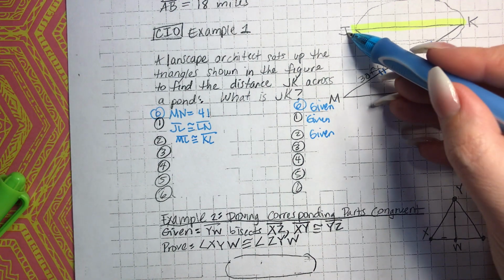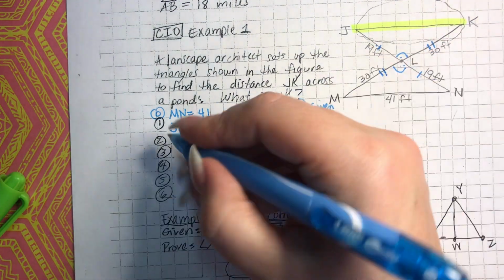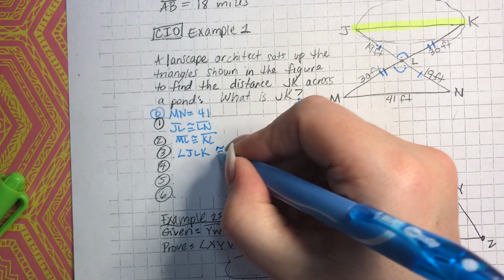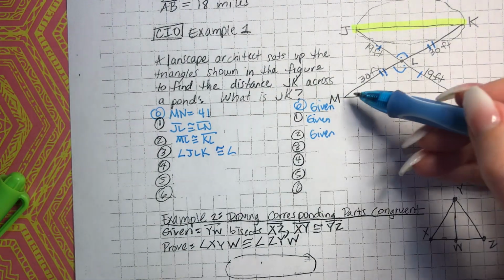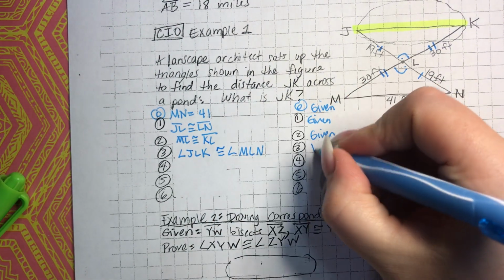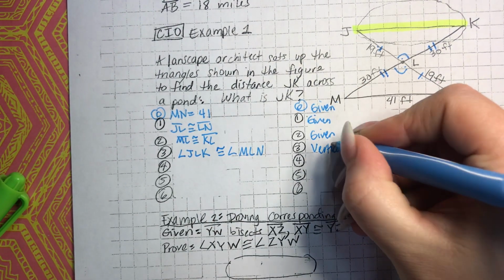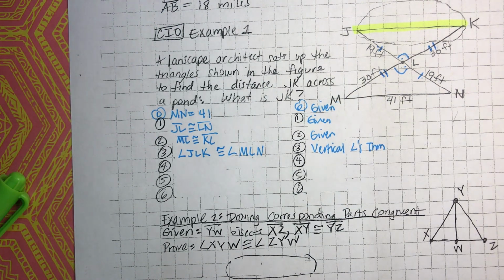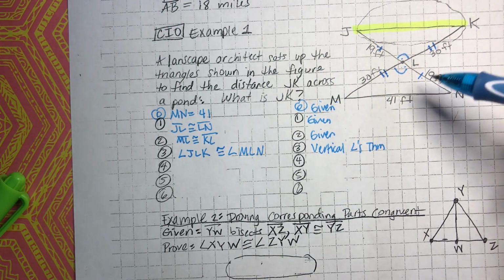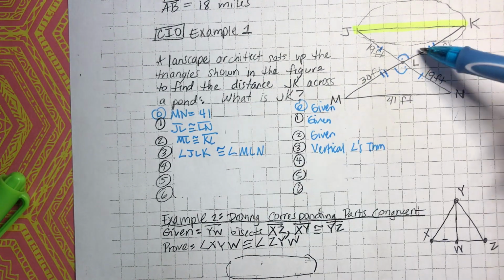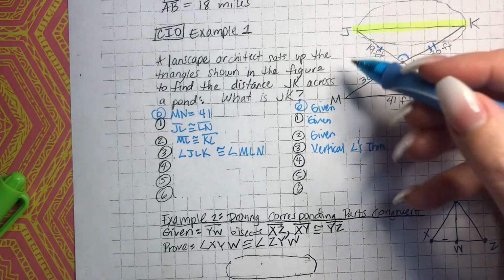So I'm going to say angle JLK is congruent to angle MLN because of the vertical angles theorem. And now we have our three, right? Side, angle, side. So we can say that these two triangles are congruent.